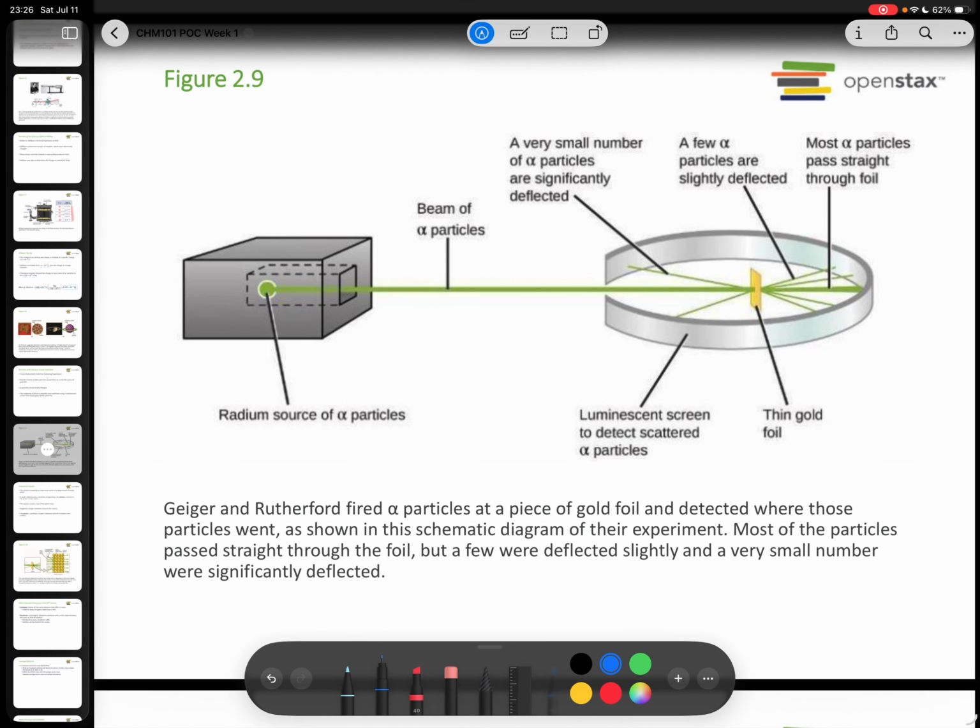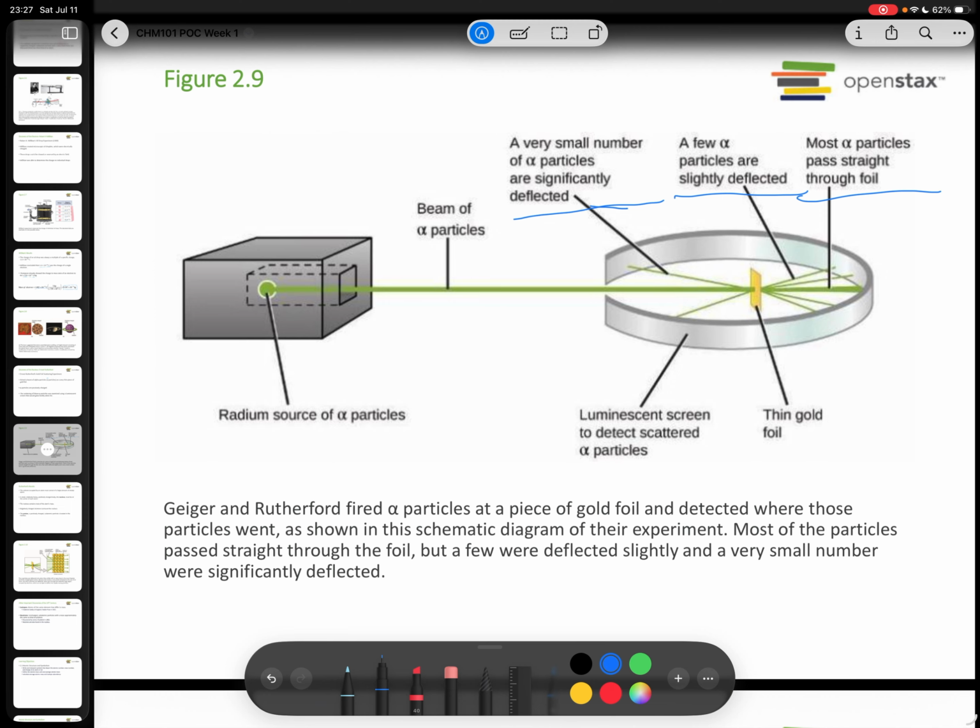So the results was surprising actually. Most alpha particles pass straight through the gold foil, tumatagos derecho. Some were deflected slightly. So, yun yung mga nandyan. Few particles were slightly deflected. Yung iba tumagos lang diretso. So, a very small number were deflected strongly. No? Ito. Significantly deflected. Pabalik. Or behind the gold foil.